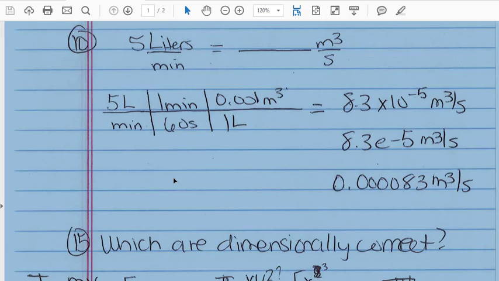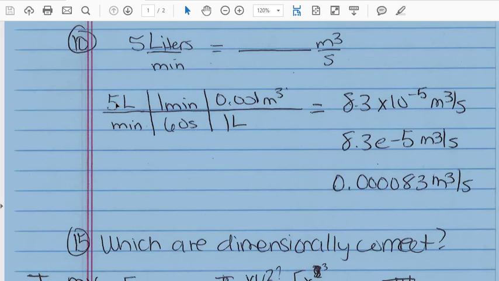So the best way to do this is to use a factor label or a conversion grid where you list the 5 liters per minute as a fraction, and then you first choose the conversion factor to convert minutes to seconds, and I chose 1 minute equals 60 seconds. I put my minutes up top here and my 60 seconds on the bottom, so that when I multiply 5 liters by 1 minute and divide by 60 seconds, the minutes are going to cancel out and leave me with 5 liters per 60 seconds.